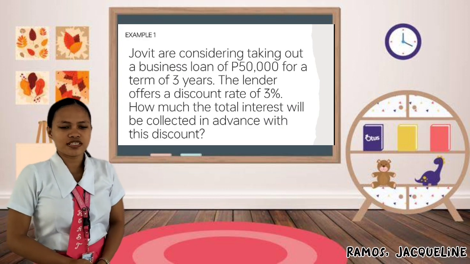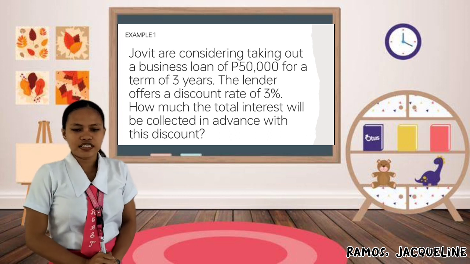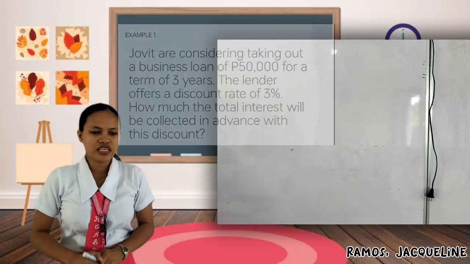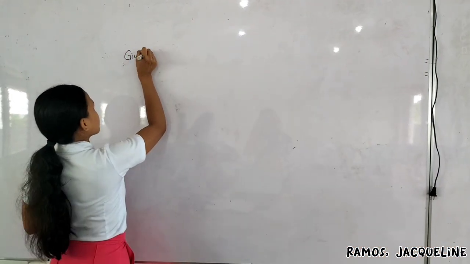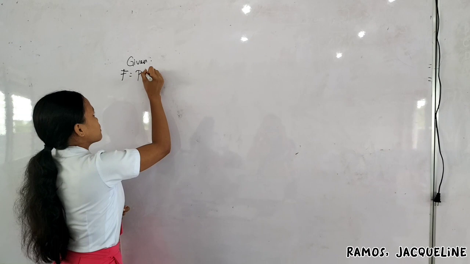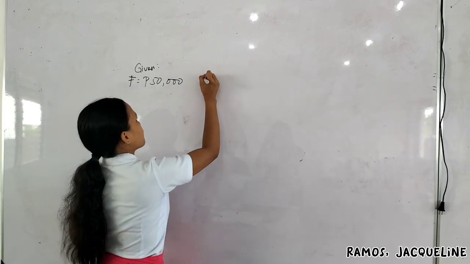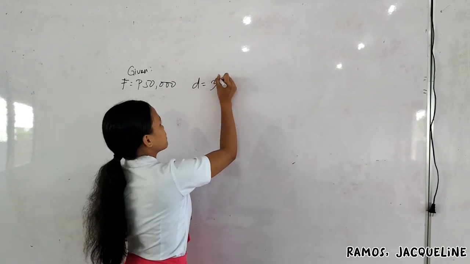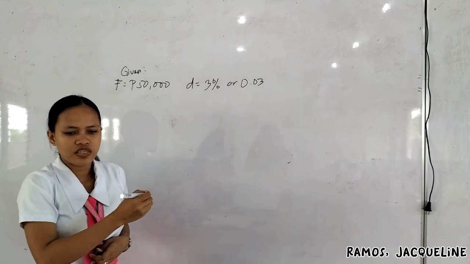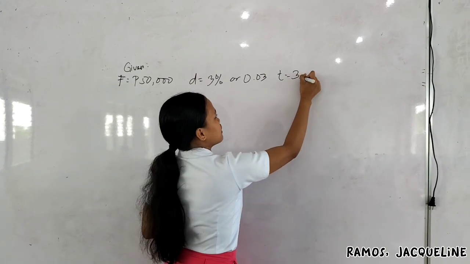Example 1. Jovit is considering taking out a business loan of 50,000 pesos for a term of 3 years. The lender offers a discount rate of 3%. How much total interest will be collected in advance with this discount? Given: the future value is 50,000 pesos, the discount rate is 3% or 0.03, and our discount period is 3 years.